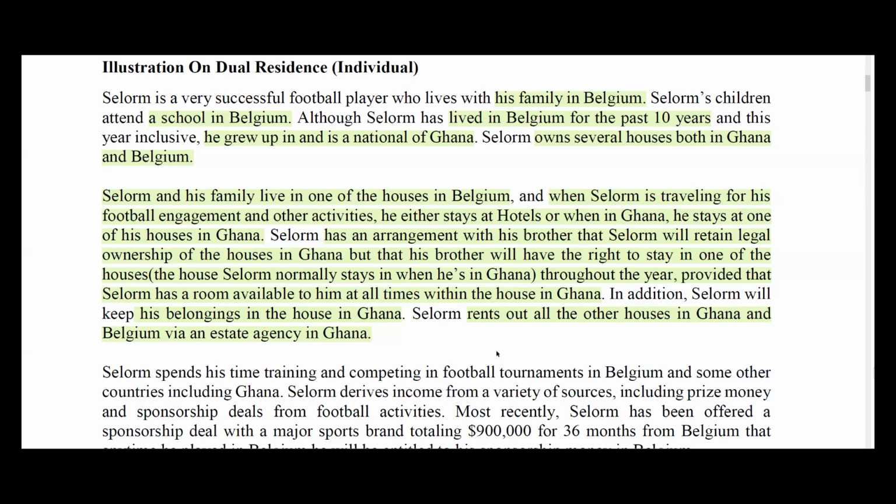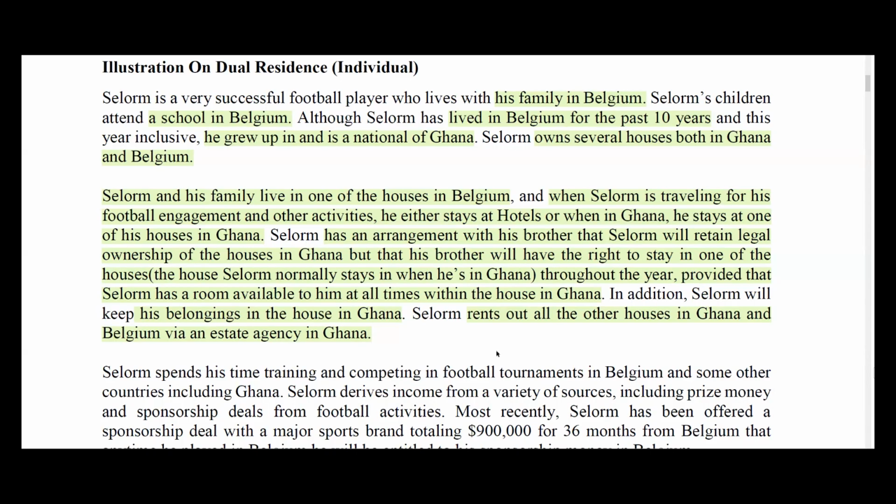So if we start from where does he have his permanent home? Looking at what we are seeing, it seems Salom has a permanent home in what? In Belgium and in Ghana. True or false? True. And what points can you use to support this thing we just said? So that's how we do the tiebreaker rule. What points can you use to support what we just said?